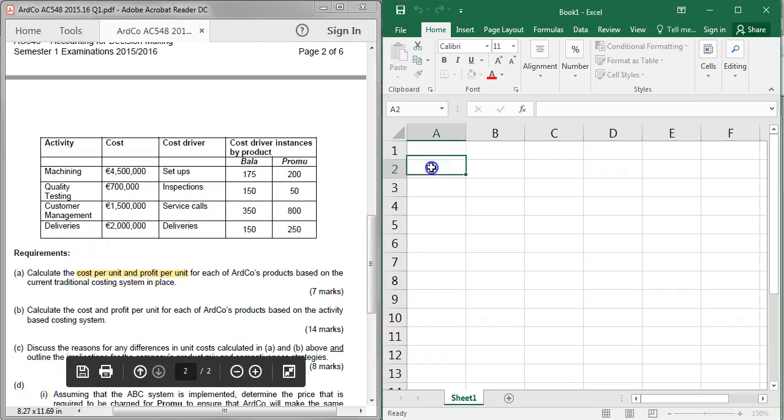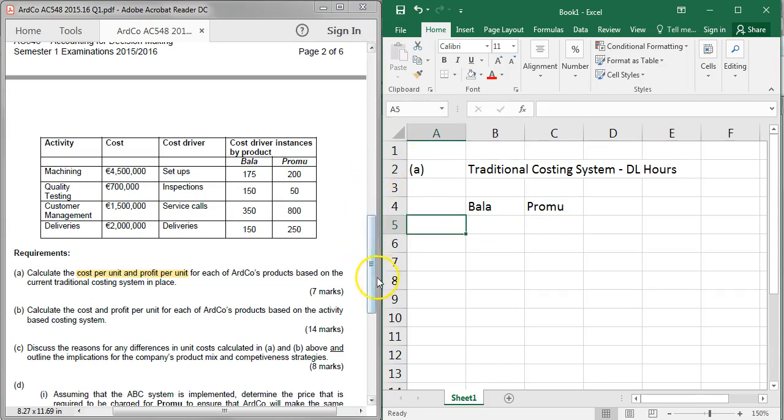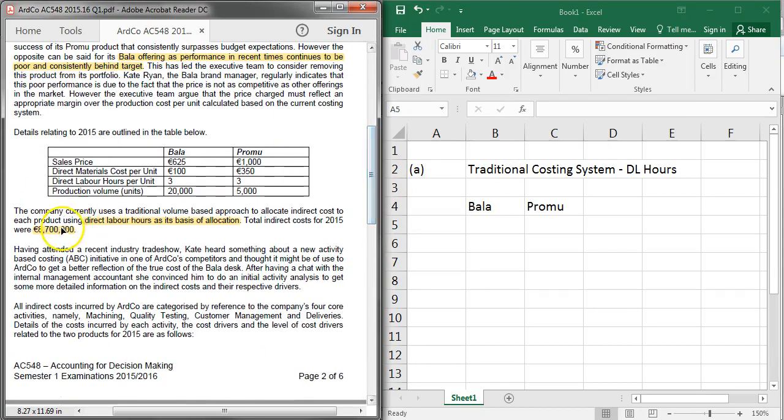Okay, so our first one then is part A, and we're looking at the traditional costing system. And that is based on direct labor hours, DL hours. So we're going to cost two of them. We're going to cost the BALA and the promo. Now remember, the traditional system just says take your full overheads and allocate them based on some volume driver. In this case, whatever more direct labor hours are worked, the more allocation of overheads that product gets. And we only have two products in this organization.